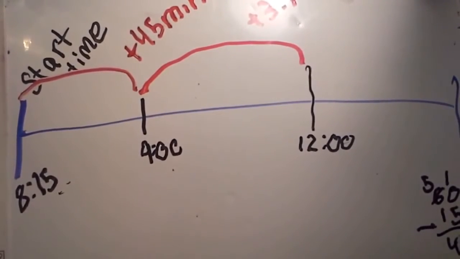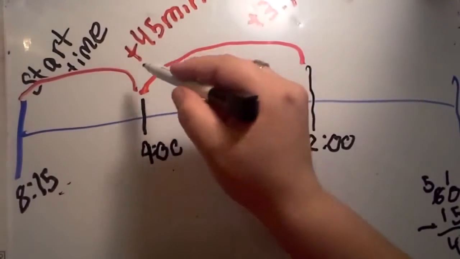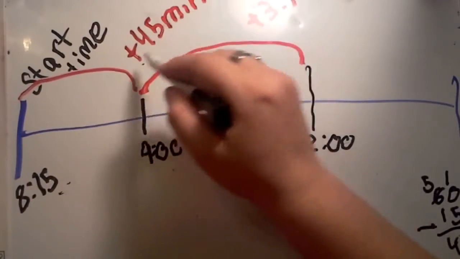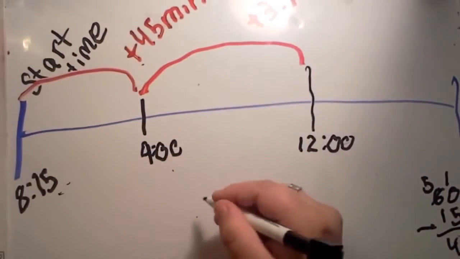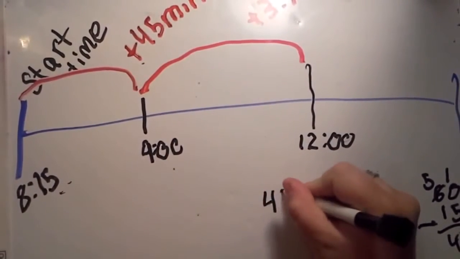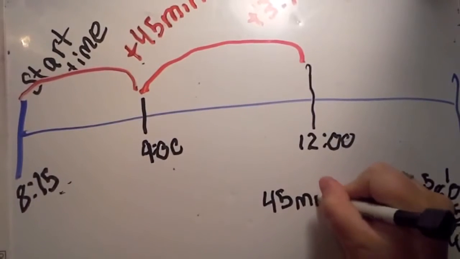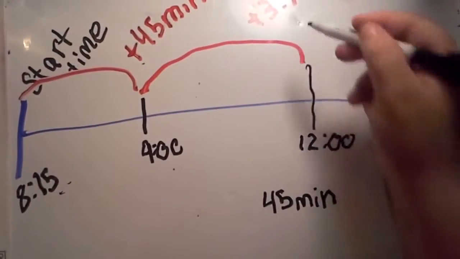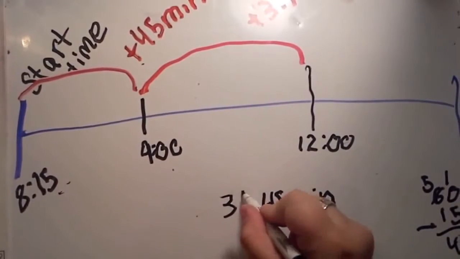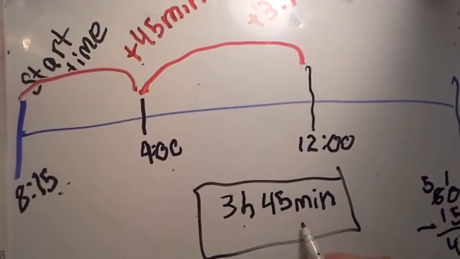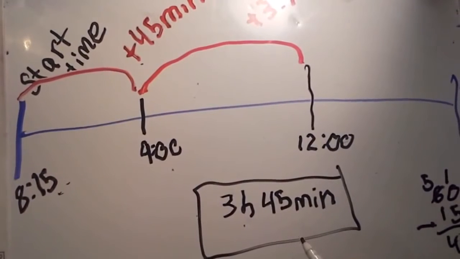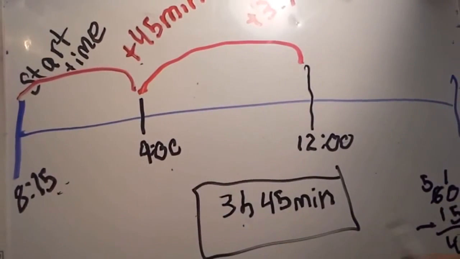Now, to figure out our answer, we would look at what we labeled our hops. So I see that I have added 45 minutes. And then I added 3 hours. So again, our answer is 3 hours and 45 minutes. That's how long Christian's game lasted. This is how you solve an elapsed time problem.